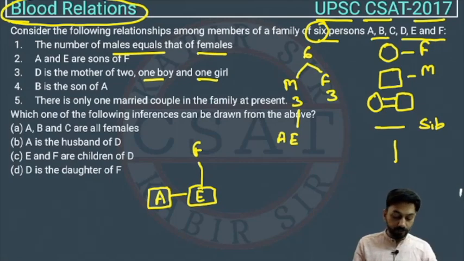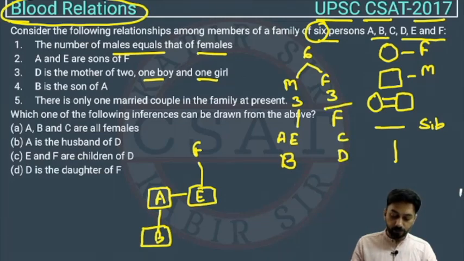Now let's read another statement. B is the son of A. So B is a son, so B is also male and the son of A. So B will come here. Now we know the males, so F will be female, C will be female and D will be female, because we know we have 3 males and 3 females, right? So F is female.